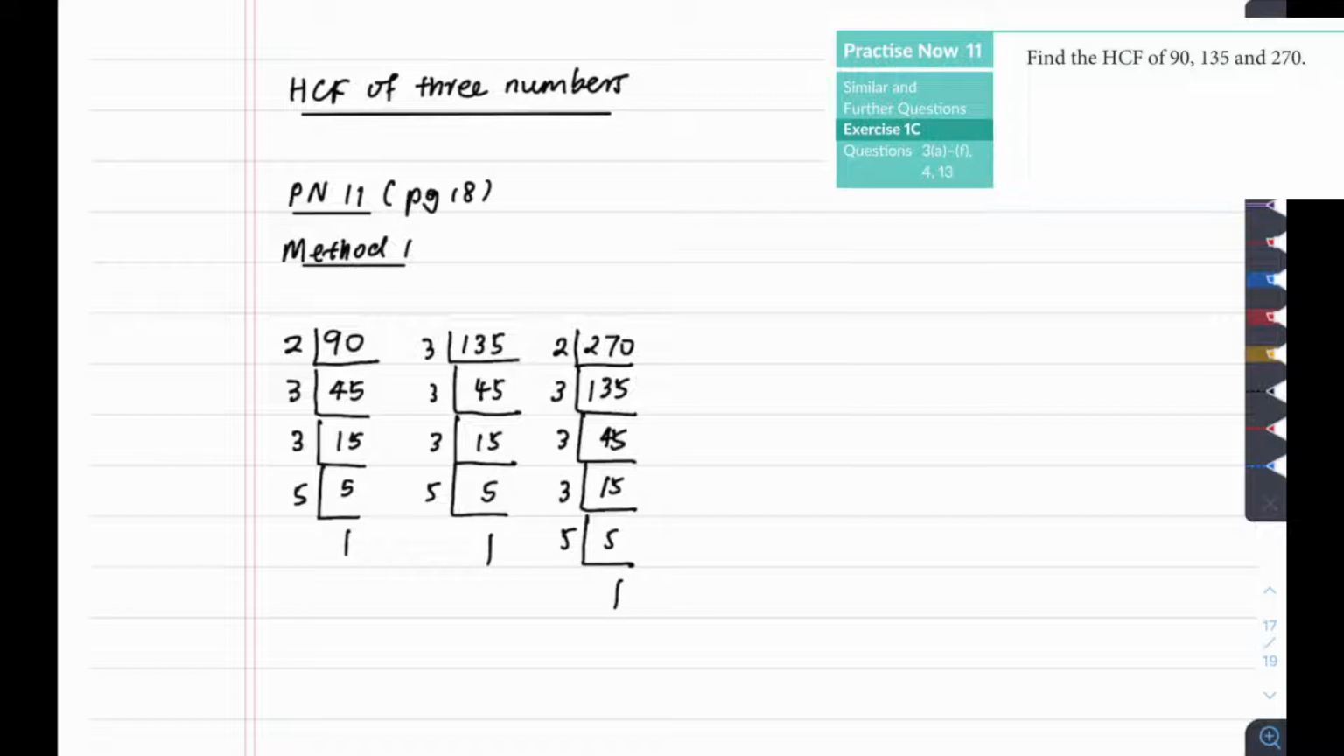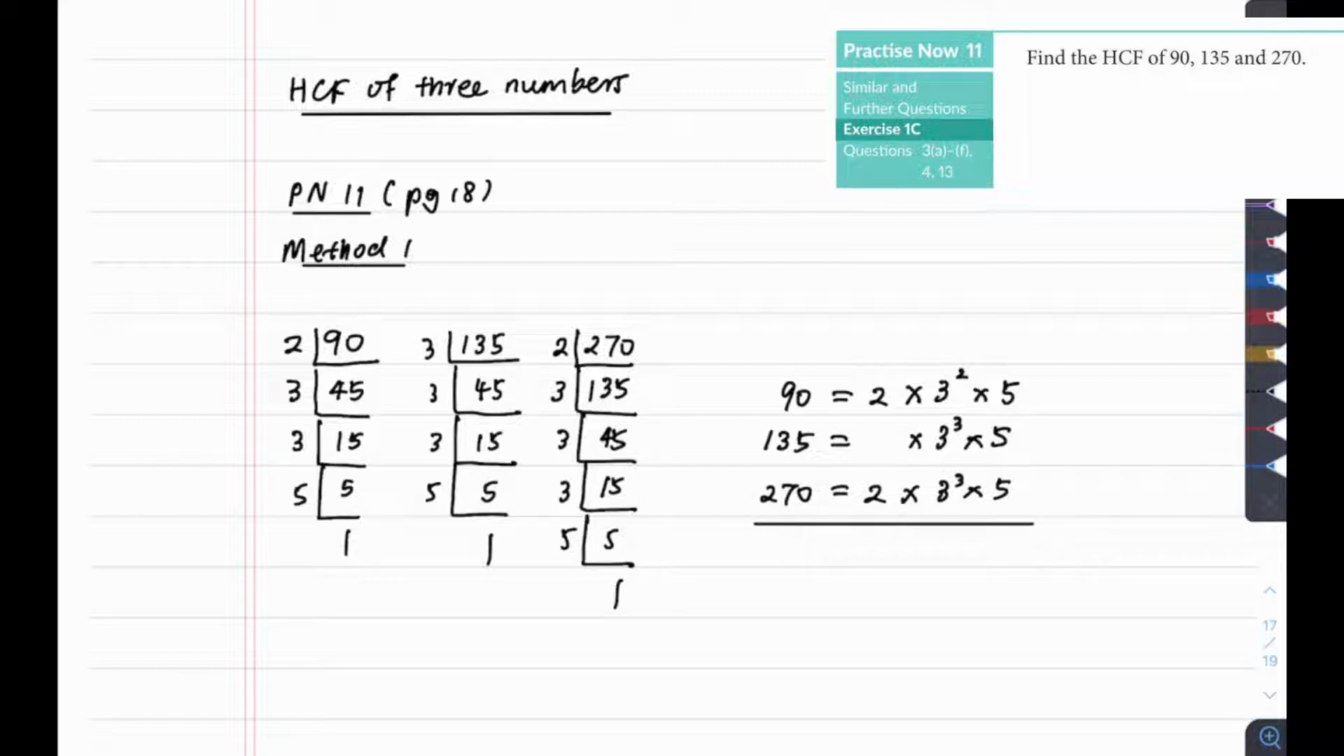So I need to list this down. I have 2 times 3 square times 5 for 90. For 135, I don't have a 2, so I'm going to leave a gap over here. This will be 3 cube. This will be 5. And 270, I have 2 times 3 cube times 5 as well.